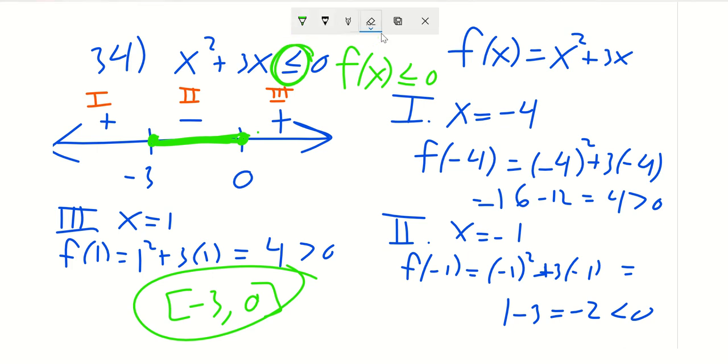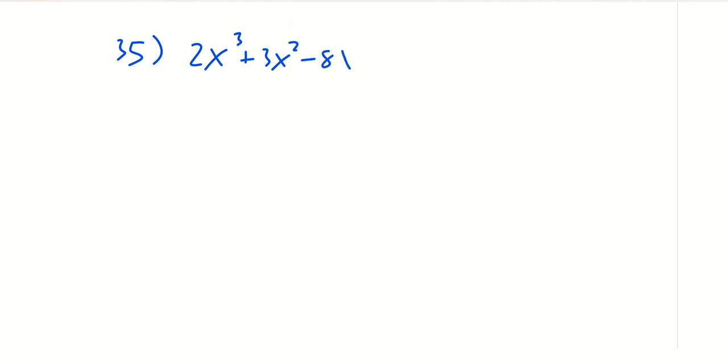Let's go ahead and take a look at the next question. In question 35, we have the polynomial equation 2x cubed plus 3x squared minus 8x plus 3 equals 0. And we're asked to solve this given that x equals 1 is a 0. So one of the things that we know is that this is a polynomial equation of degree 3.